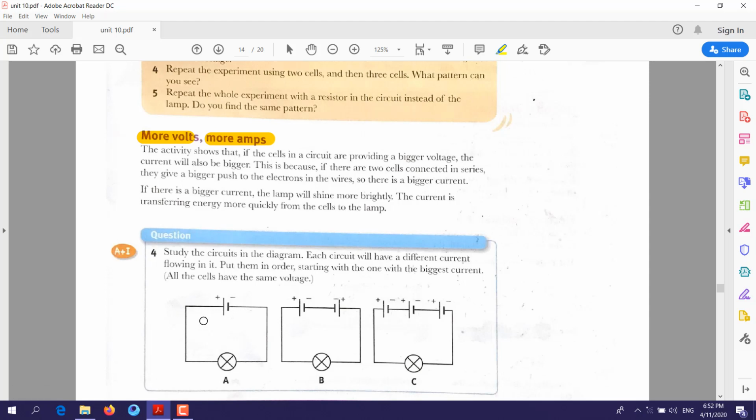When it is stronger, the charges will move faster. So now, for example, 20 charges will pass through the electric circuit in 1 second. So what happened? You added volts. When you add volts, it means the amperes will also increase.